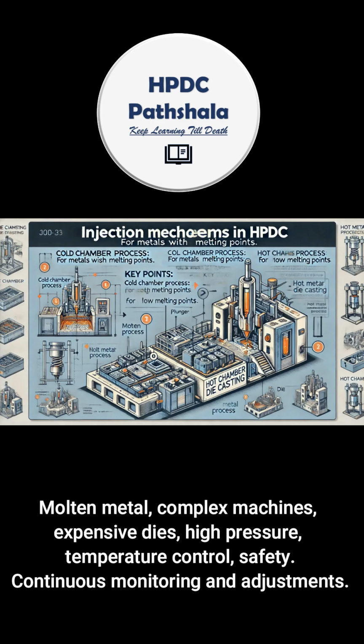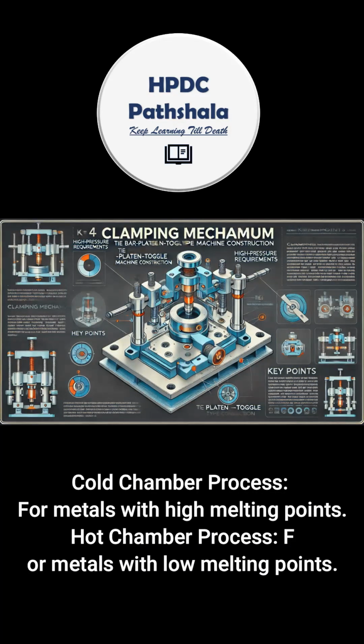To tackle this, we have evolved our process from conventional high pressure die casting to more advanced methods like fill casting with vacuum technology and even semi solid state casting techniques. So for now, let's focus on the conventional high pressure die casting, including both the cold chamber and the hot chamber process. Two primary injection mechanisms are used in HPDC: the cold chamber and the hot chamber mechanism.